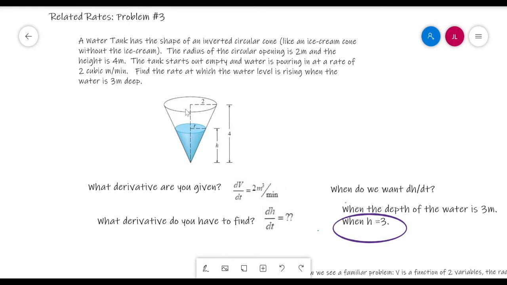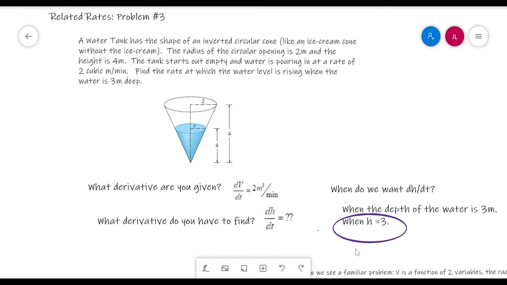So it's important to realize that you have this empty inverted cone, and you have this blue cone of water that's getting higher as the large tank is being filled. And you're being asked for dH/dt. How fast is the height of the actual water in the cone rising? So you're given dV/dt, 2 cubic meters per minute, and you have to find dH/dt. And the when is precisely when this height is 3 meters deep.